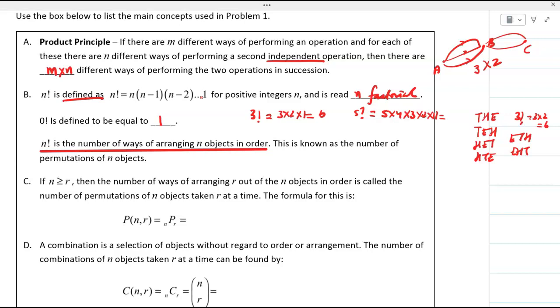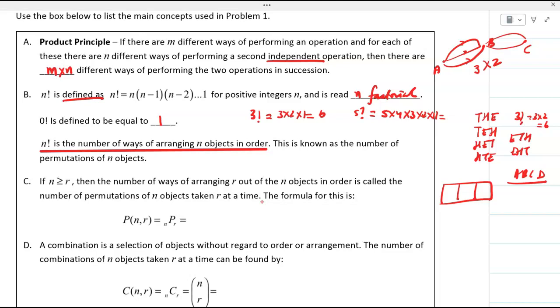If n is greater than r, there are 2 variables n and r. If n is greater than r, the number of ways of arranging r out of n objects is called the number of permutations of n taken r at a time. So this is when order matters. If there are 3 seats and 4 people, 4P3 will give you the number of permutations. Permutation is arrangement, so order is important. In combination, order does not matter.